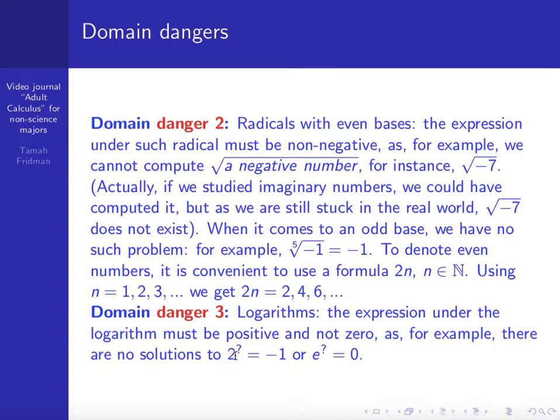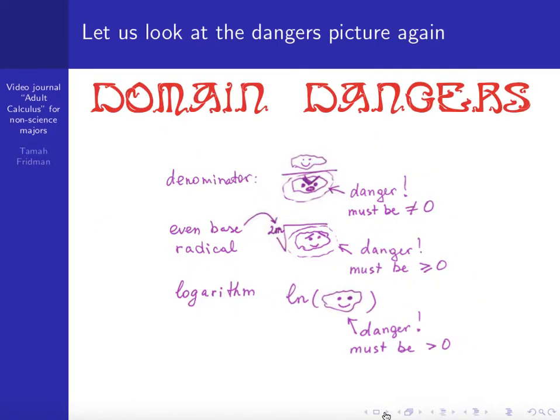Or what we would have here: to what power do we have to put 2 to get -1? We would have log base 2 of -1. And 2 to no power can be a negative number. Okay, so let's look at this picture again.